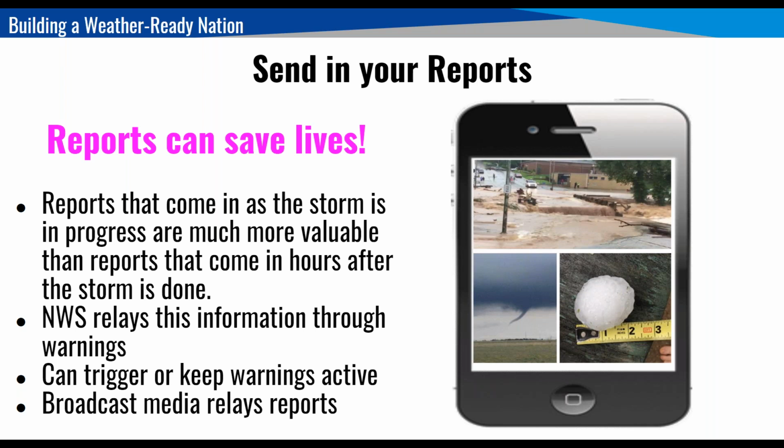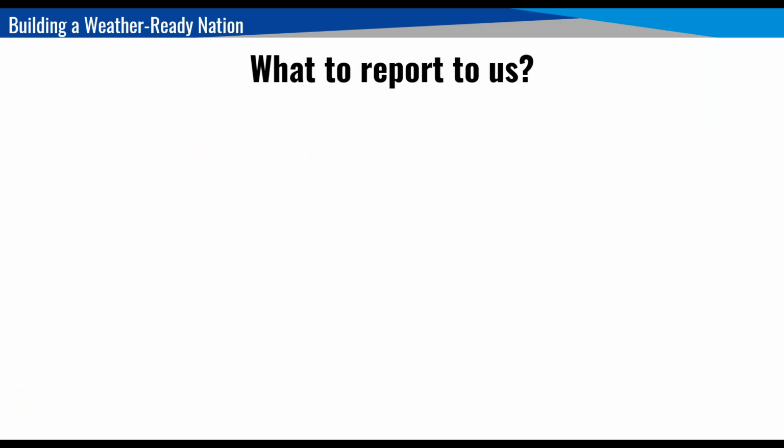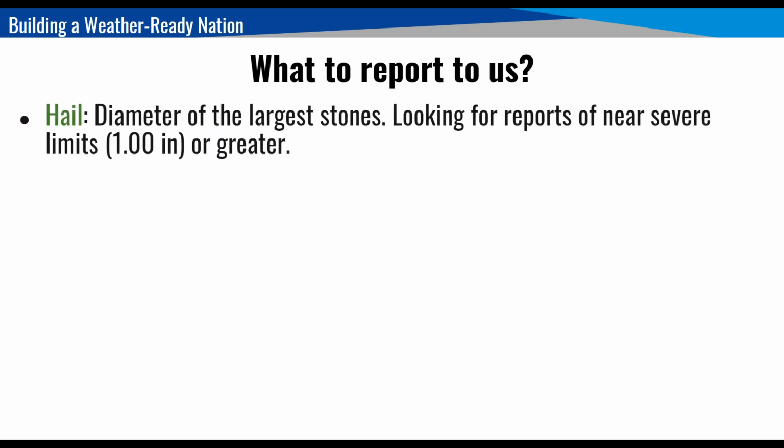So if you're able to pass along that report, baseball size hail, funnel cloud being reported, that's the kind of information that could really fuel us at the NWS to potentially continue our warnings, or potentially it could even be a factor that goes into triggering a new warning. And more so than anything, it definitely helps our partners, including the broadcast media, that rely on those reports as they're coming in live. So what are the different things we want you to report to us?